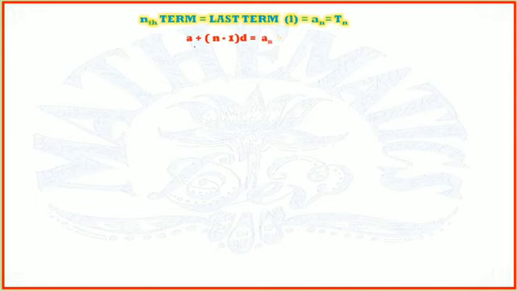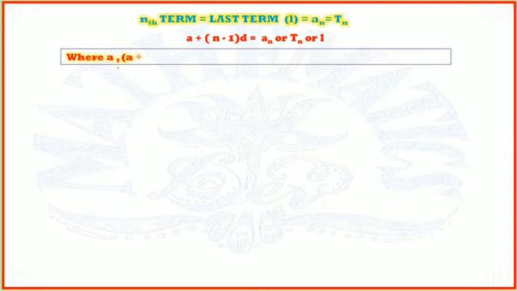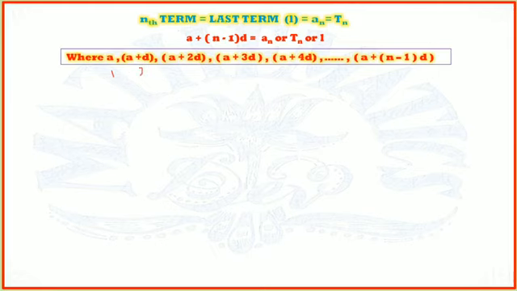The last term is given by the formula a plus (n minus 1) into d, where a is the first term, n is the number of terms, d is the common difference, and the right hand side is the last term or the nth term. The terms are a, a plus d, a plus 2d, a plus 3d, a plus 4d, and so on up to the last, and that last term is a plus (n minus 1) into d. This is called the first term, this the second term, third term, fourth term, fifth term, and this is called the nth term in general.